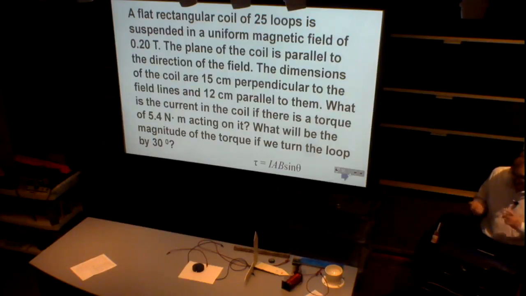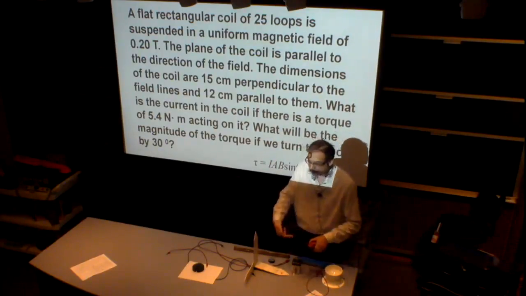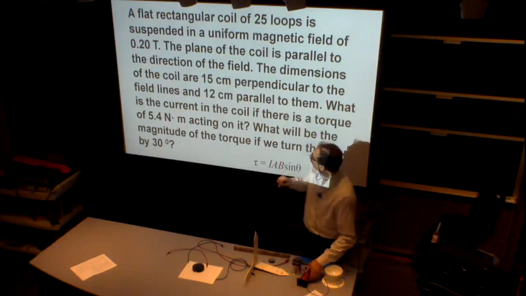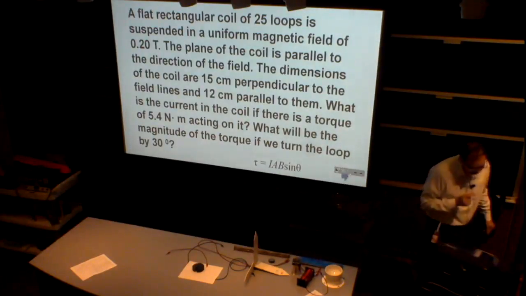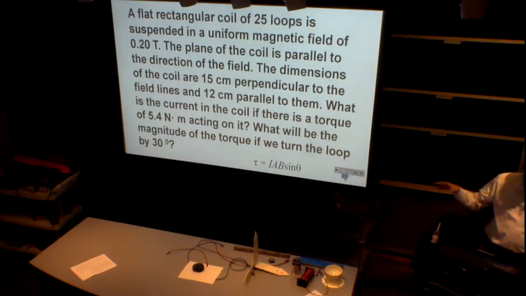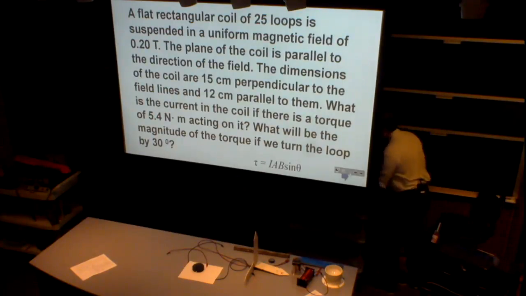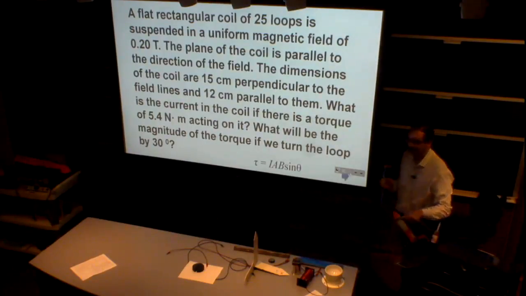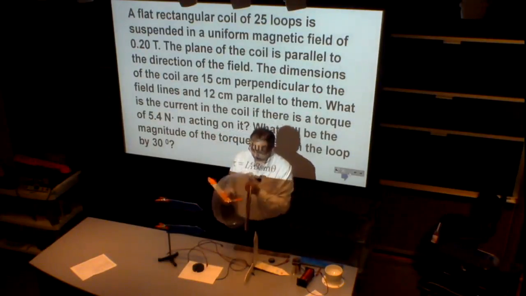So we need to know how many loops, the strength of magnetic field. And this coil is not circular. This coil is rectangular. So each loop is a little rectangle. We know how long each side is. And the orientation is important. We know now that it means something very specific. We know that the magnitude of a torque acting on a loop in a magnetic field depends on their mutual orientation.